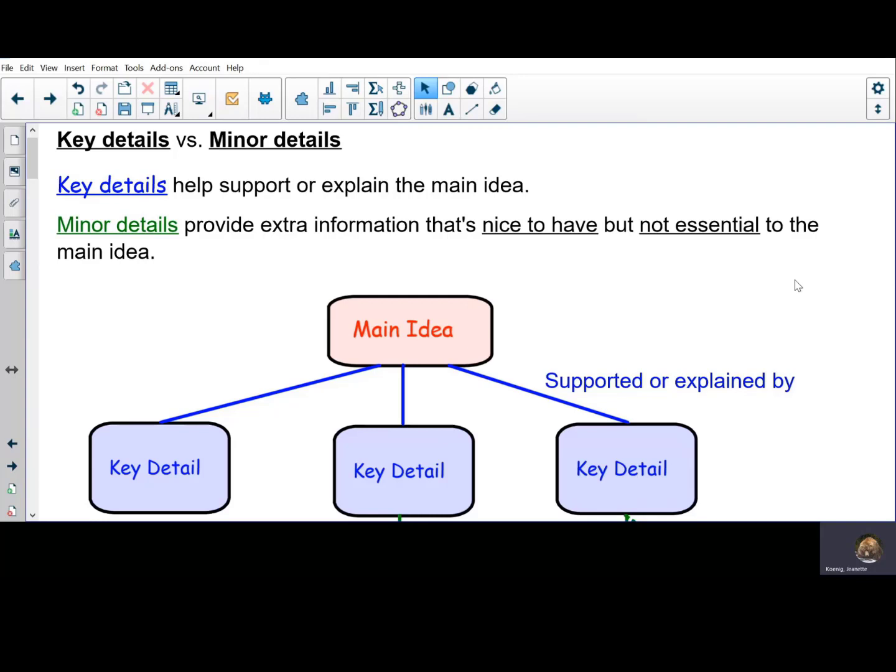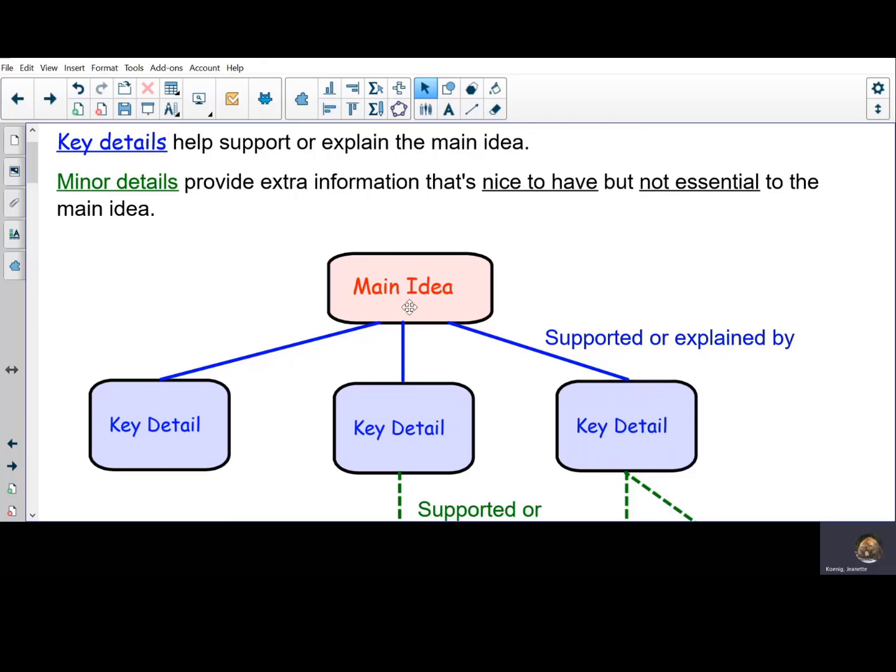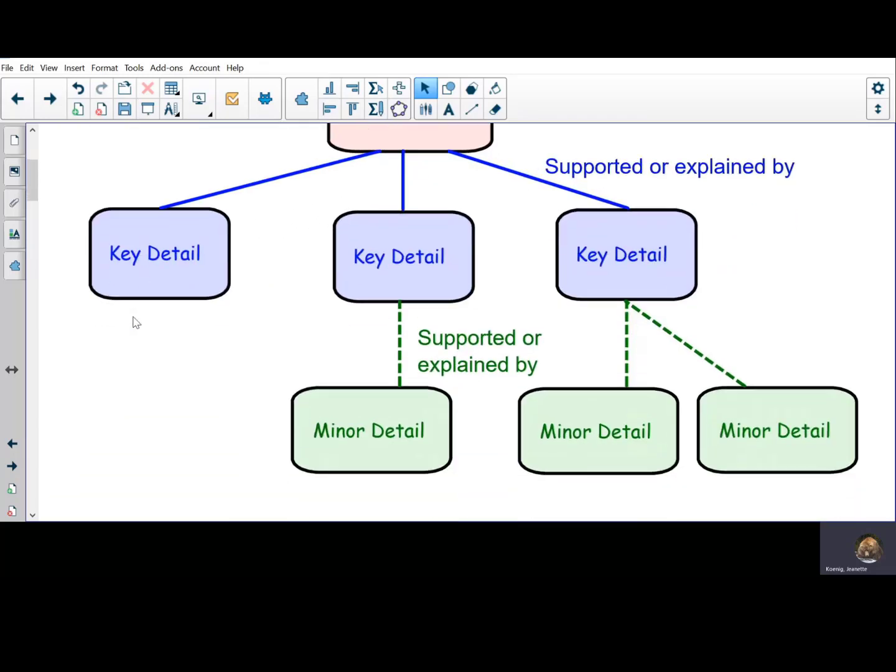From now on, I'm going to be using the diagram here to show details instead of the one with the columns. The main details, the key details, these are what really support the main idea, remember. You have to have them. You notice I've got 3 here, but remember there is no absolute set number. You have enough key details when your main idea is supported. These key details may be further explained by minor details, and again, there's no set number.